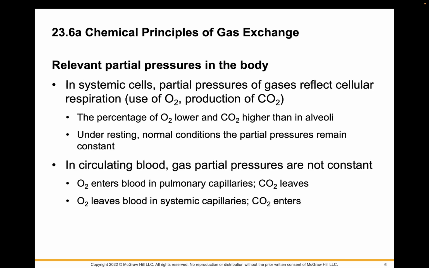In systemic cells, partial pressures of gases reflect cellular respiration, and that involves the use of oxygen and the production of CO2. The percentage of oxygen is lower and CO2 higher than in the alveoli. Under resting normal conditions, partial pressures remain constant. In circulating blood, gas partial pressures are not constant. O2 enters blood in the pulmonary capillaries, and carbon dioxide leaves. O2 leaves blood in systemic capillaries, CO2 enters.